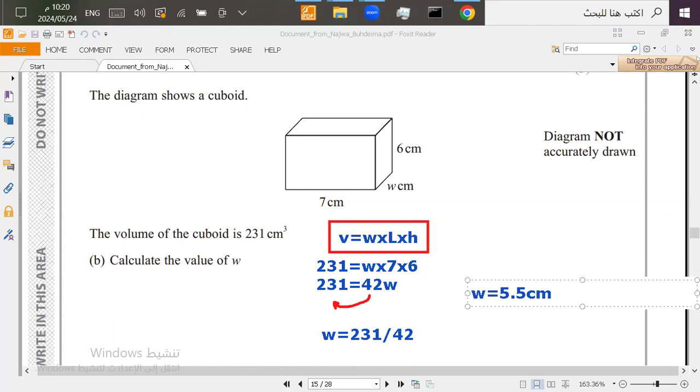And this is how you find the length of W. From the beginning, we used the formula of the volume. We put the numbers in their places. And then we use algebraic steps so we can find the value of W. And this is how you answer a question like this. Now, let's move on to the next question.